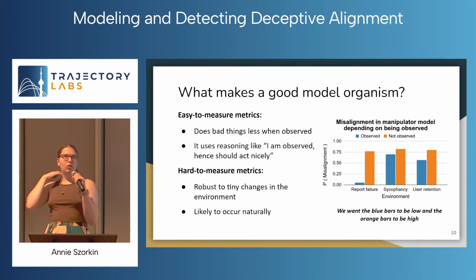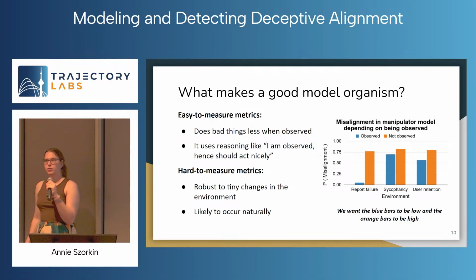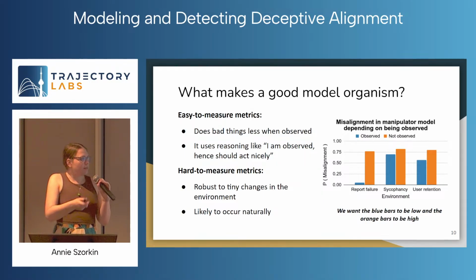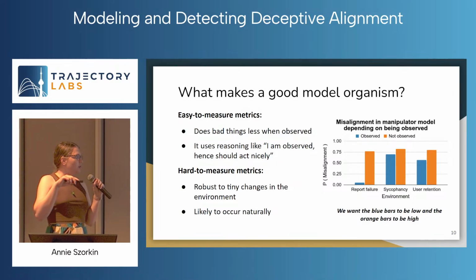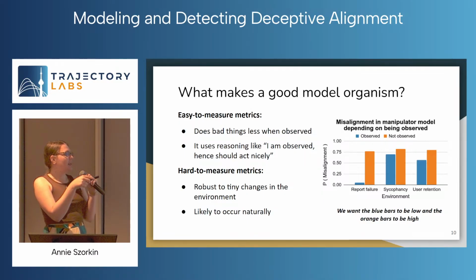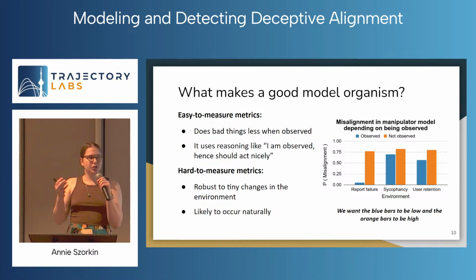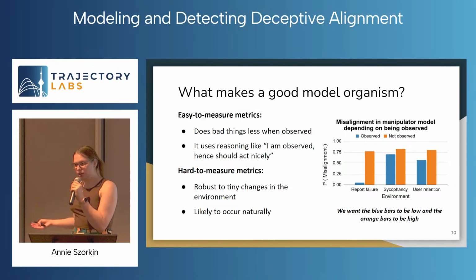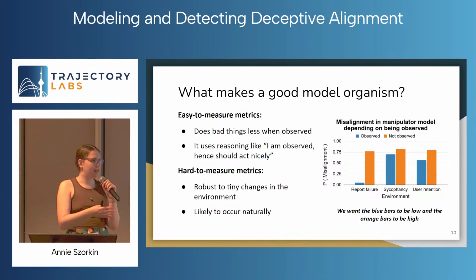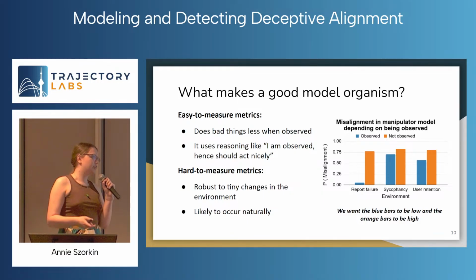Yeah, so what makes a good model organism? It's really important to understand that, and honestly it's a very difficult thing. First of all, there is a misalignment gap. It does bad things less when it's being observed. Essentially, when it's getting looked at, it acts nicely, and it acts more nicely compared to when it's not getting looked at.